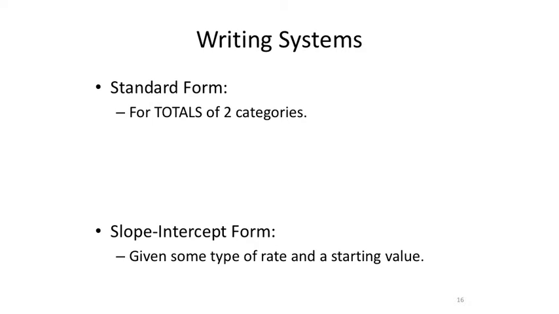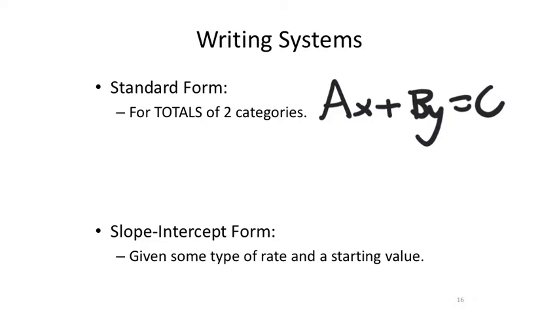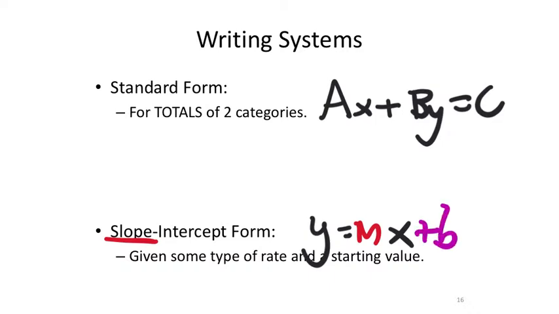And again, standard form, because I don't think we deal with it as much, is ax plus by equals c, where a, b, and c are numeric in some sort. And then slope-intercept form, just so we can see that again, is y equals mx plus b, where m is the slope, and the plus b right here is the y-intercept, or the starting value, okay?